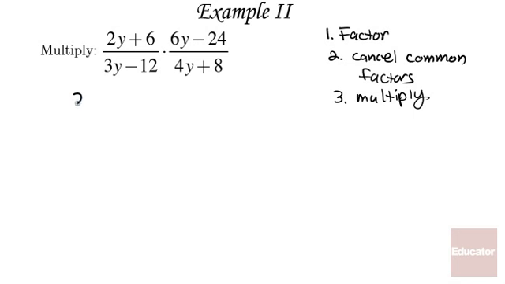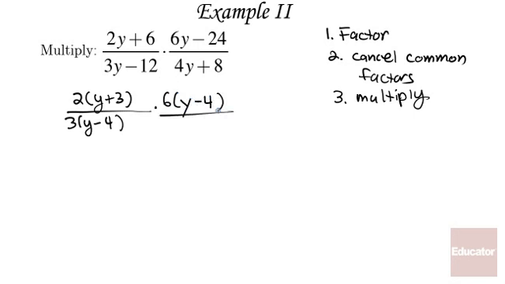In order to factor, I see that I have a greatest common factor for this first binomial. So I'm going to pull out that 2 to get 2y plus 3. In the denominator, factor out a 3 to leave behind y minus 4. Up here, factor out 6. That leaves behind y minus 4. And in the denominator, if you factor out the common factor of 4 from each of these, you're going to end up with y plus 2.